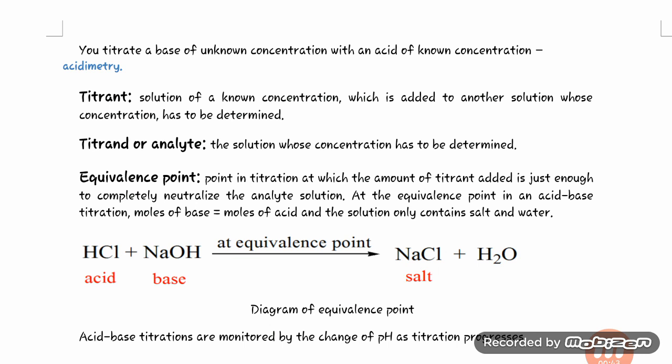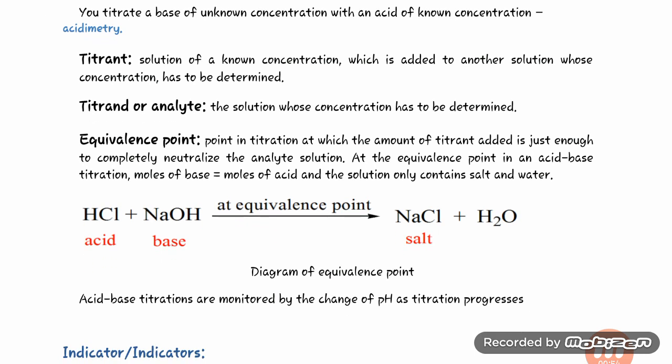Titrant: a solution of known concentration which is added to another solution whose concentration has to be determined. Titrate, or analyte, is the solution whose concentration has to be determined. Equivalence point: the point in a titration at which the amount of titrant added is just enough to completely neutralize the analyte solution.